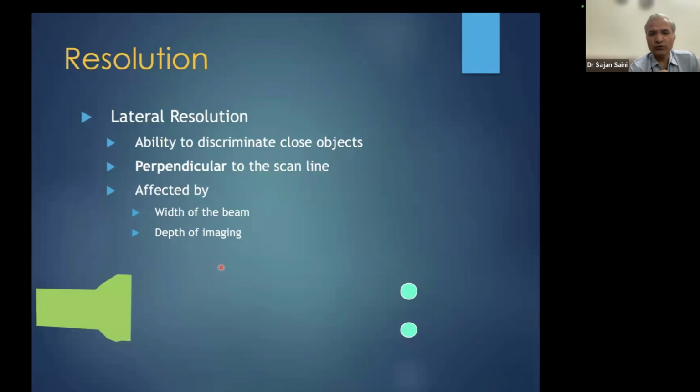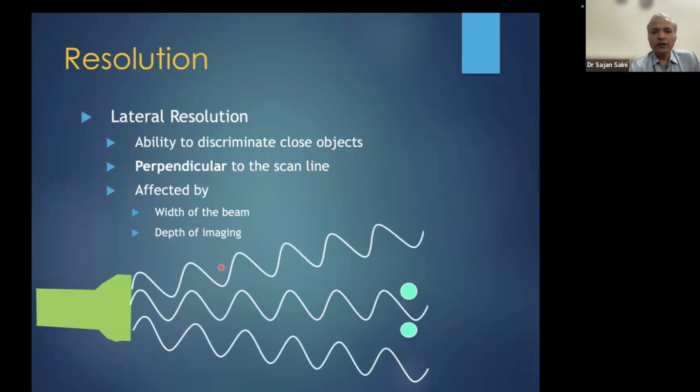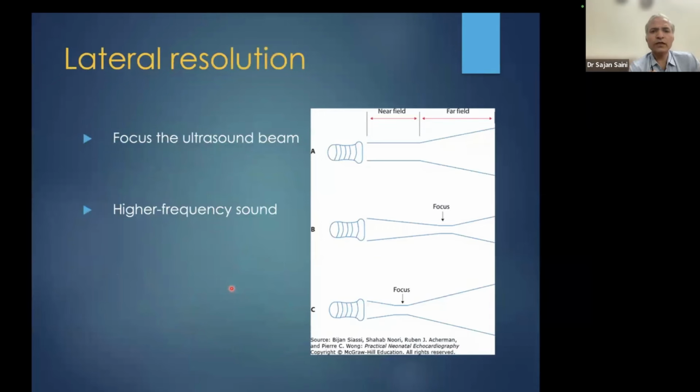So what do we do to improve the lateral resolution? Furthermore, this problem with lateral resolution comes particularly with the phased array probes, because we know that in the neonatal heart the ribs are very close and the footprint of the probe is very small. So when the waves go inside, they diverge, and as they diverge, the density of the waves decreases, and when the structures are in deeper planes, the lateral resolution is going to be lesser. So what's the way out? The way out is the focus of the ultrasound beam.